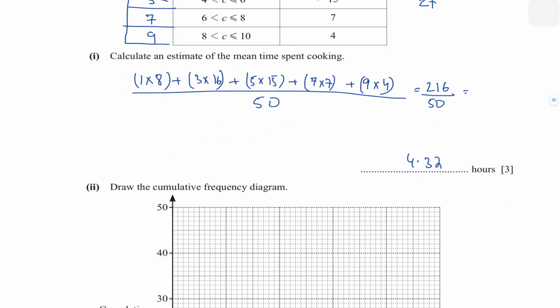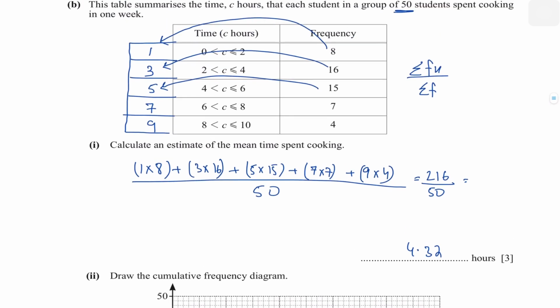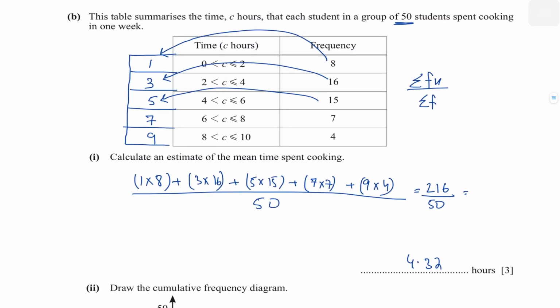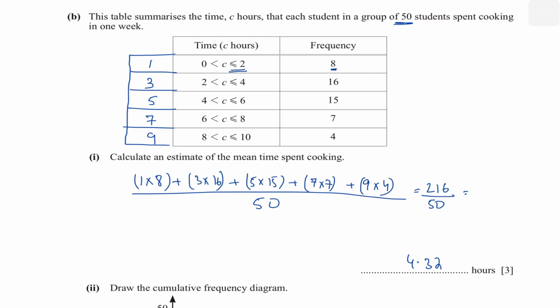Okay, now we have to draw a cumulative frequency diagram. So in order to draw a cumulative frequency diagram, first let's clear the mess that I've made here. Okay, so a cumulative frequency diagram, as the word itself is quite self-explanatory, is drawn by adding the frequencies. Now how do you add the frequencies? So the number of students who spent 2 hours or less is equal to 8, and when drawing a cumulative frequency we just focus on the higher value.